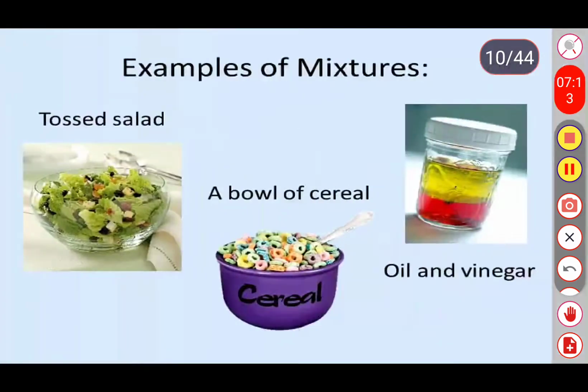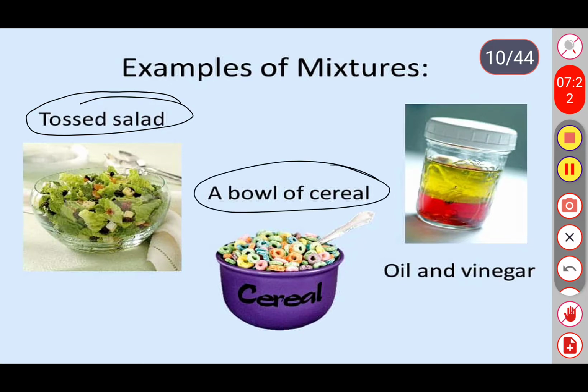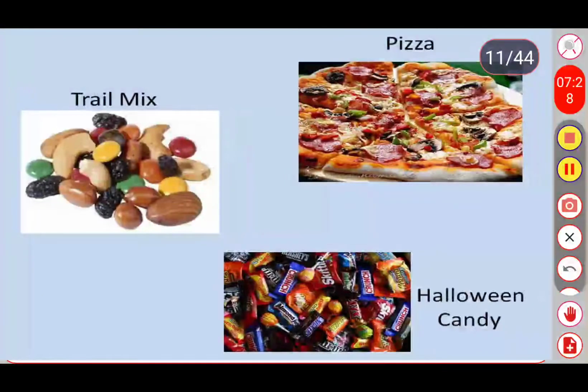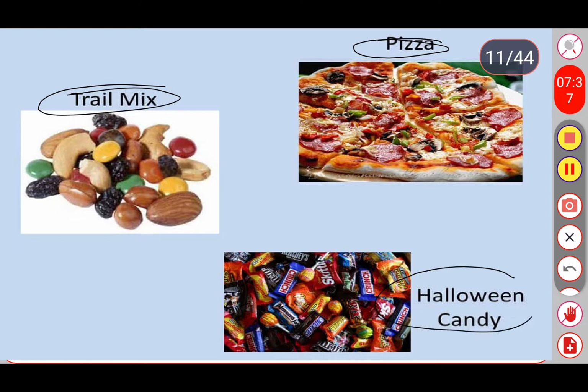So see, some examples are given for mixtures: tossed salads, a bowl of cereals, oils and vinegars. These are some of the examples for mixtures. Next one, pizza. Pizza is also one of the examples for mixtures. Trail mix, Halloween candies. These are some of the examples for mixtures. And the most important example for mixtures is air.